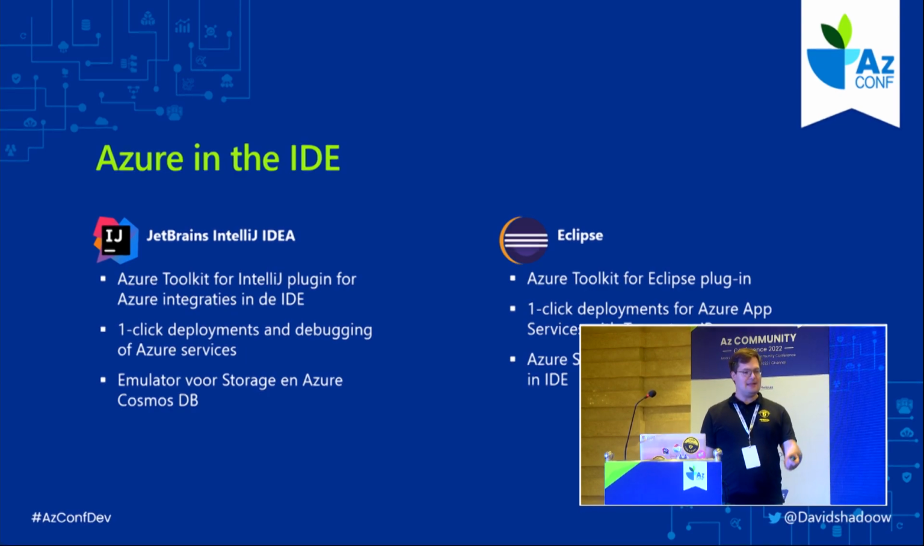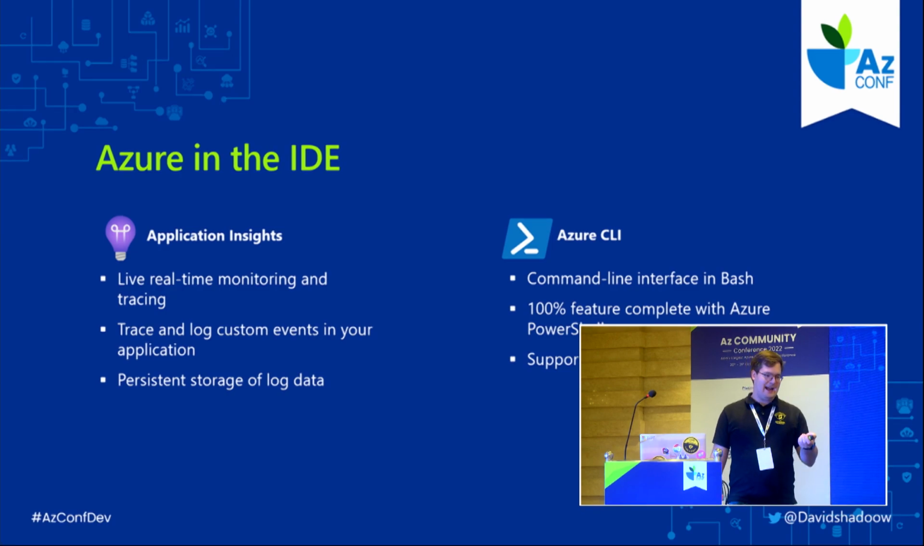You also have emulators for Azure Storage and Azure Cosmos DB, so you do not actually have to deploy resources into a resource group. You can also just use the emulators. And as I showed you, you can do live real-time monitoring and tracing in Application Insights. This is by default supported for Java 8, 11, and 17 for both the Linux and Windows containers, just as you would on a .NET application. And it will save your data to Log Analytics Workspace, which is really good.